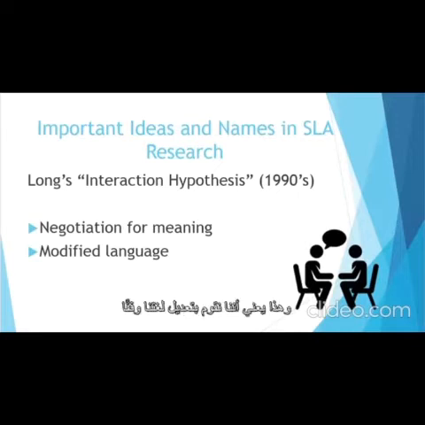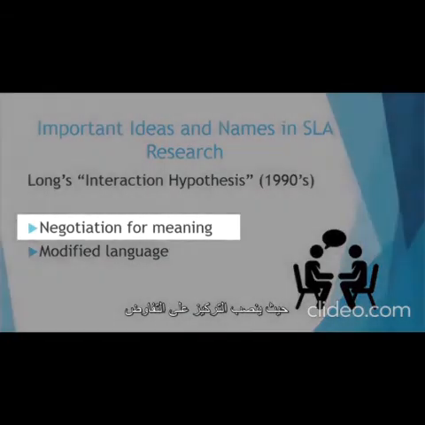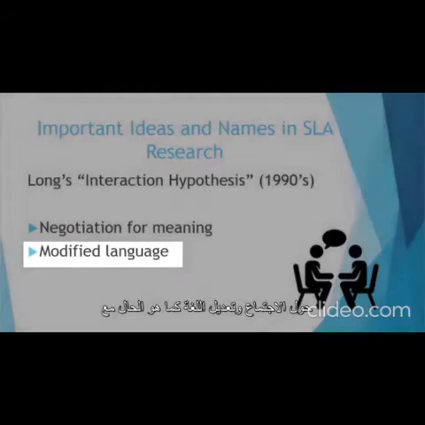We modify our language according to who we are talking to, the topic, and the context. We simplify, repeat, clarify, and rephrase. These strategies are not exclusive to language acquisition, but are found in the interaction hypothesis, where the focus is on negotiation for meaning and modifying language.